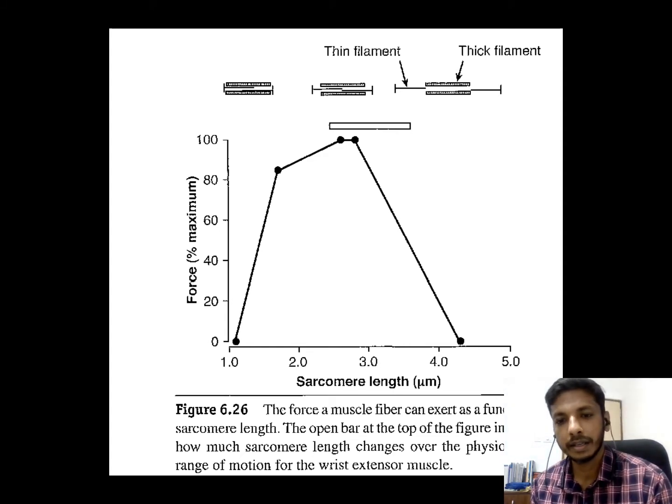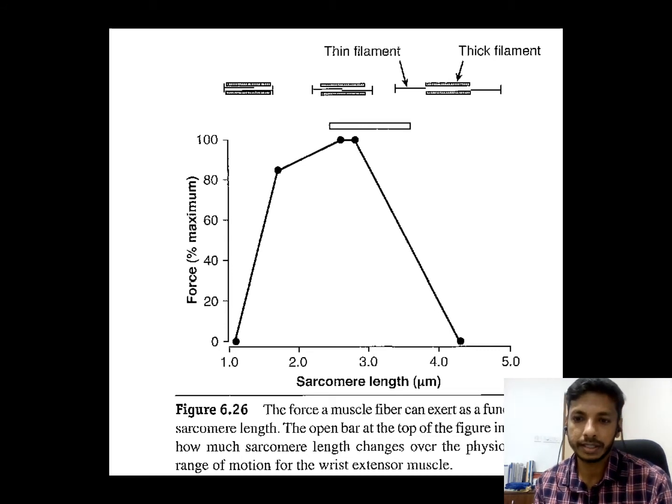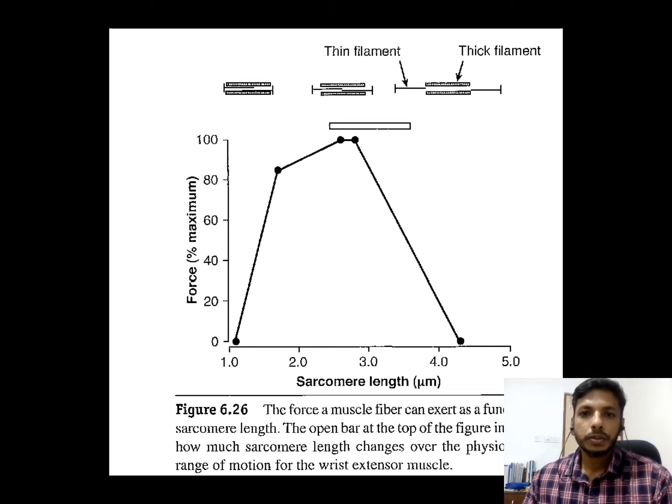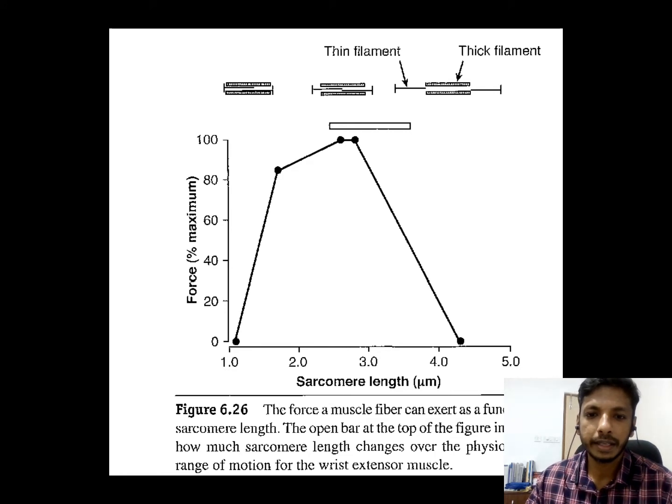In the descending limb, as the length increases, the force production decreases. At the optimal length, there are more sites where actin-myosin bonding can happen, so maximum force production can occur. Whereas in the shortened as well as the lengthened muscle, the chances of binding of actin and myosin sites are lesser, which reduces the amount of force production in the lengthened and shortened positions of the sarcomere length.